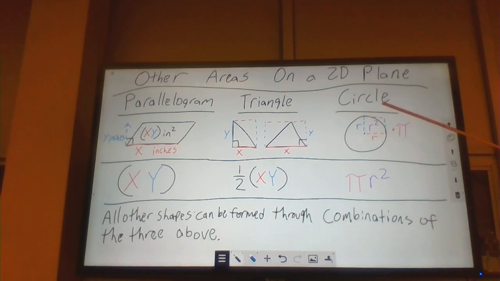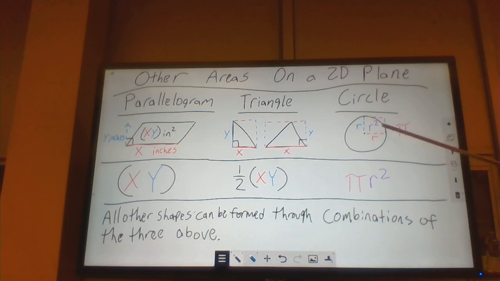Finally, the circle. 8th graders, you've already done circle. For 7th graders, you might not have gotten to it yet. But for a circle, the two dimensions are both what we call the radius, which is the distance from the center of the circle to its edge. In the case of a circle, it's the same distance no matter which direction you're going. So we have the radius length times the radius height equals the radius squared.